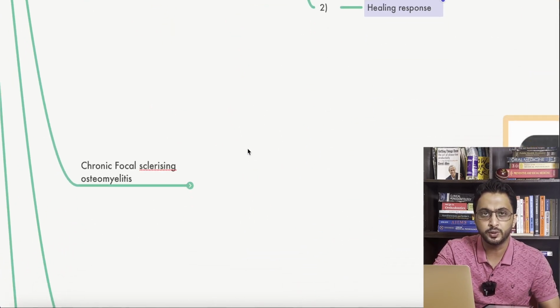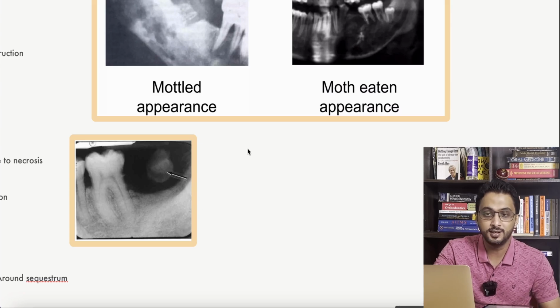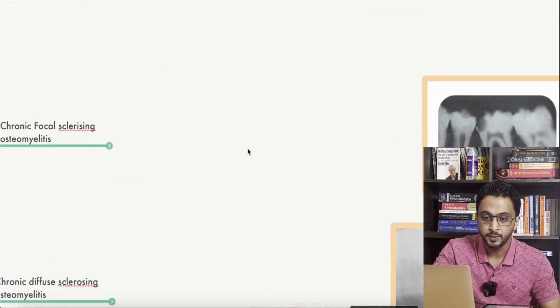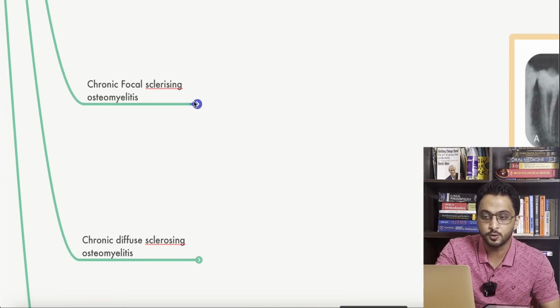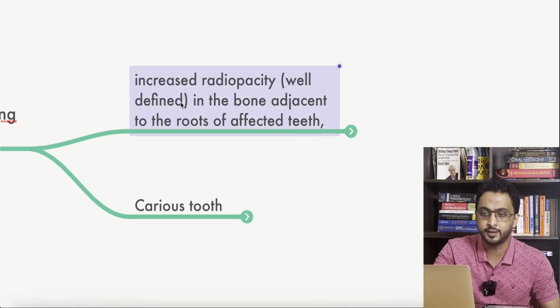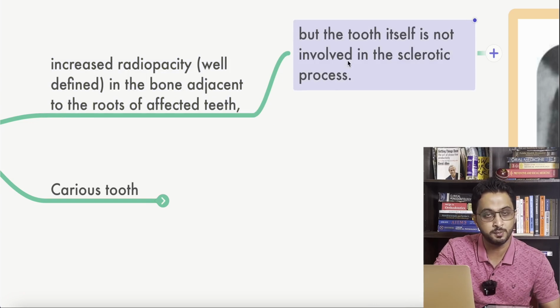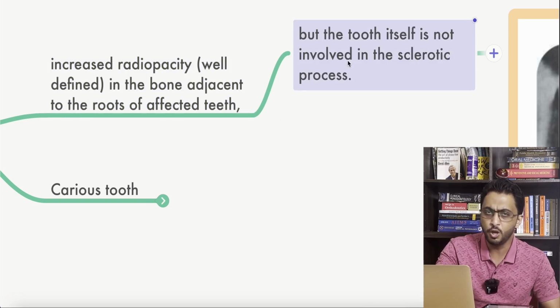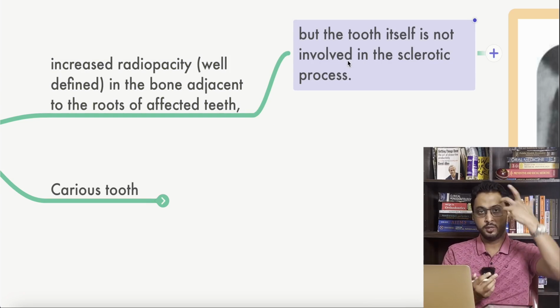So that was chronic suppurative, mottled appearance first and moth-eaten appearance. Now you come to the discussion which we had on the previous day, chronic focal sclerosing and chronic diffuse. Basically it's a well-defined radiopacity adjacent to the roots in the bone. I've discussed this in detail. The tooth itself is not affected by the sclerotic process. All osteomyelitis is basically in the bone only, but the causative agent will be the tooth.